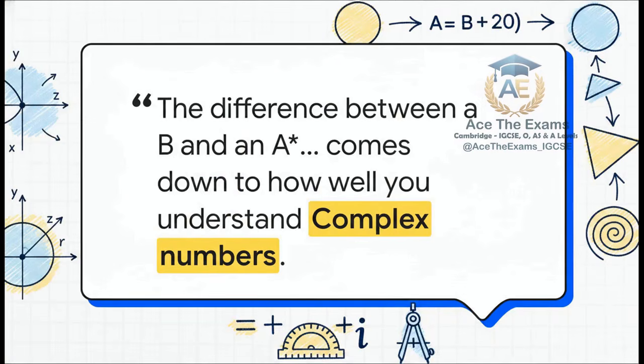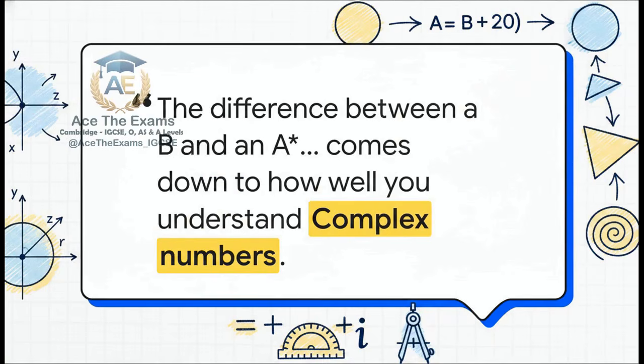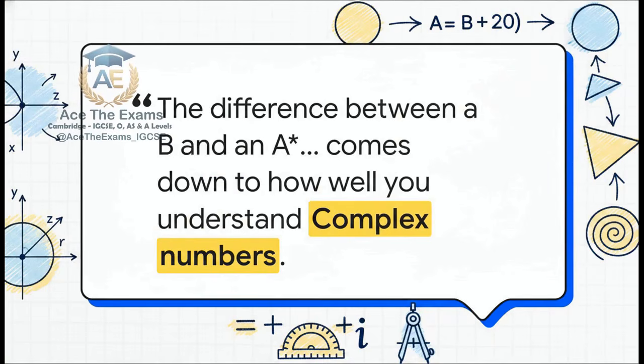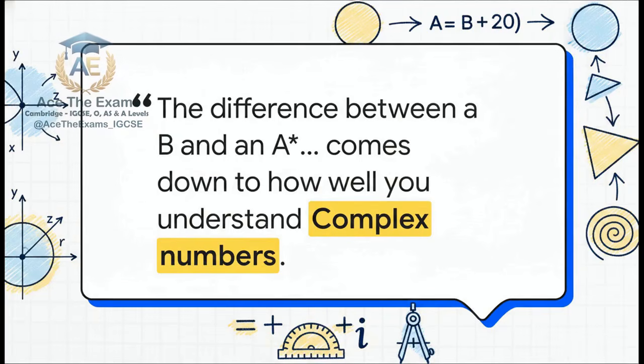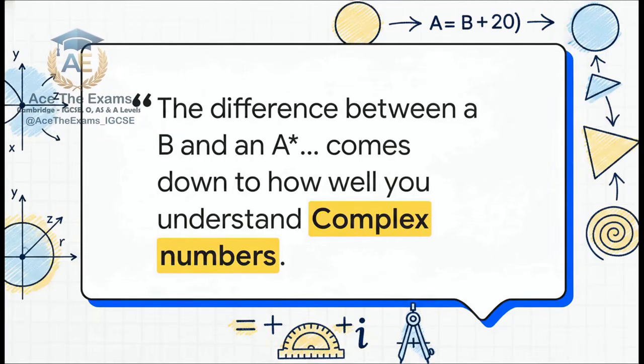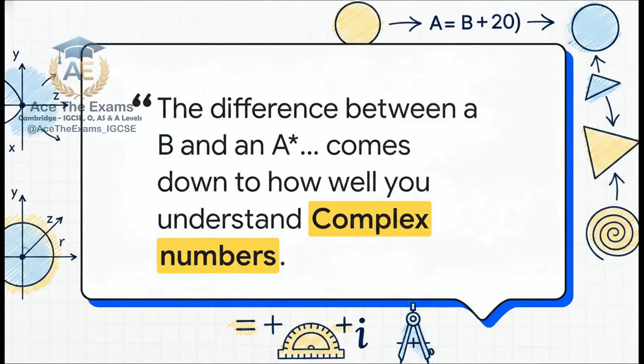Take a look at this quote. It's directly from a senior Cambridge examiner, and it brilliantly illustrates our core focus today. Mastering Argand diagrams is your absolute direct path to top marks. You might be wondering, why is this specific topic the great divider? Why does it separate the B students from the A-star students?